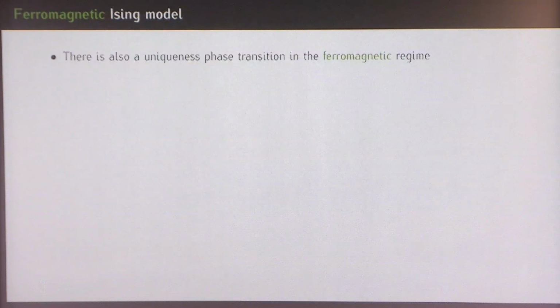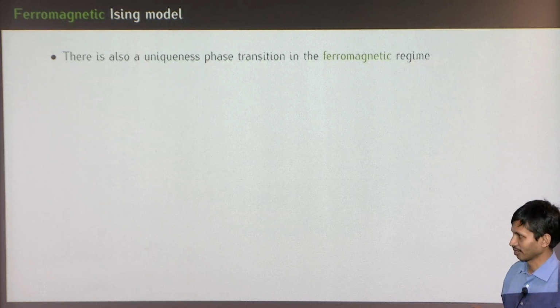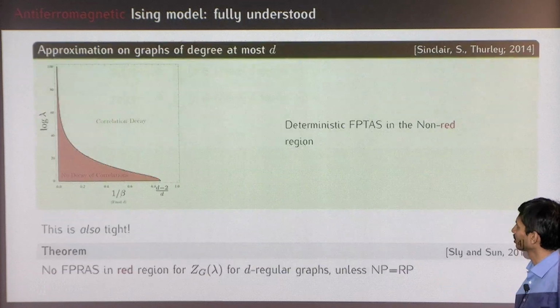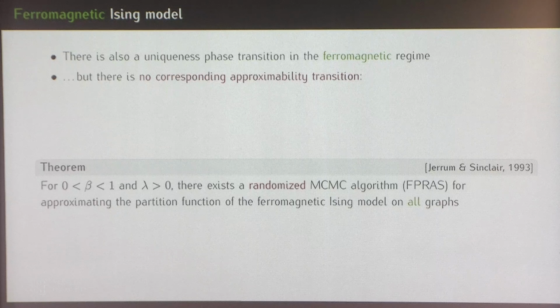What about the ferromagnetic Ising model? So the same picture that I showed you for the anti-ferromagnetic Ising model, that you have this tree and you can draw this curve and find out these critical lambda, all that works out also for the ferromagnetic Ising model, except that in this case, this line does not determine any complexity theoretic transition. So one cannot prove such a thing that above the line you have algorithms and below the line the problem is hard, because in fact you have an algorithm everywhere.